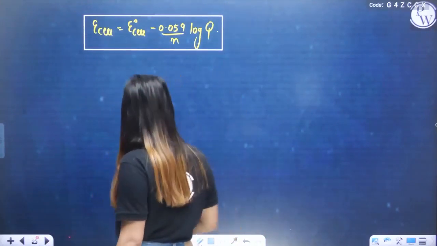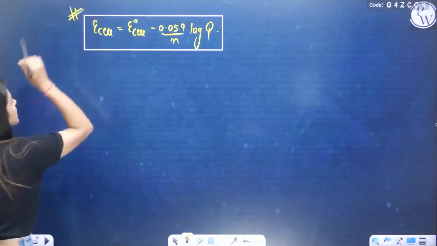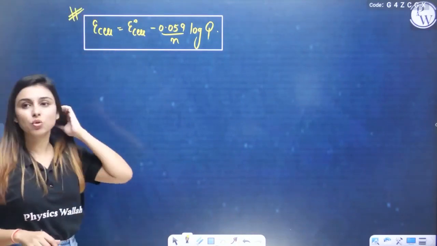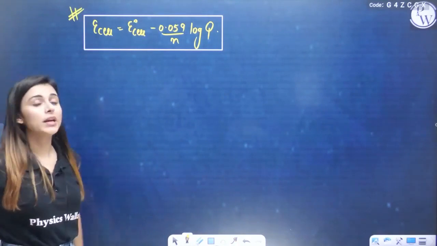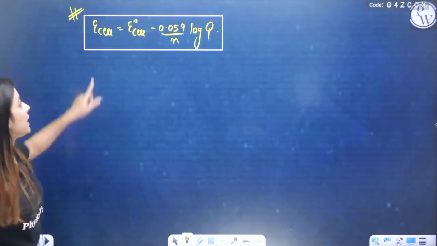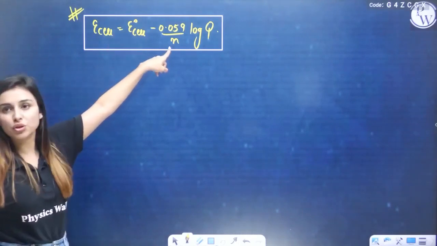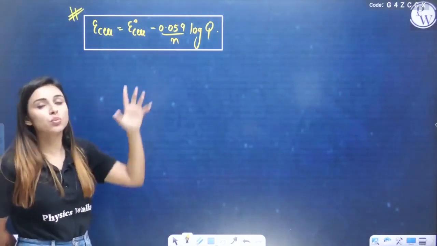So you need to memorize it. E of cell is equal to E naught of cell minus 0.059 upon n log Q, where E of cell is the EMF of the cell, E naught is the standard EMF of the cell, n is the moles of electrons that will get transferred, and Q is your reaction quotient.